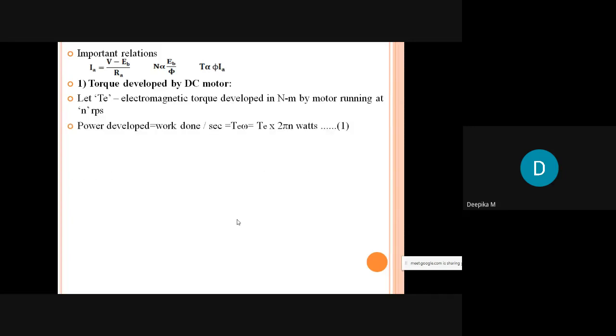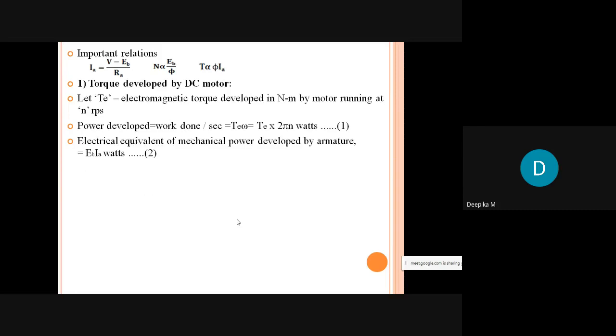And the power developed is nothing but what? Power is nothing but the rate of work done, that is work done per second. The power developed can also be written as torque into speed, correct? We all know that the product of torque and angular speed is also called the power developed. So how can we write the angular speed? Angular speed will be written as 2 pi n, where n is the speed in RPS. Remember, it is in RPS.